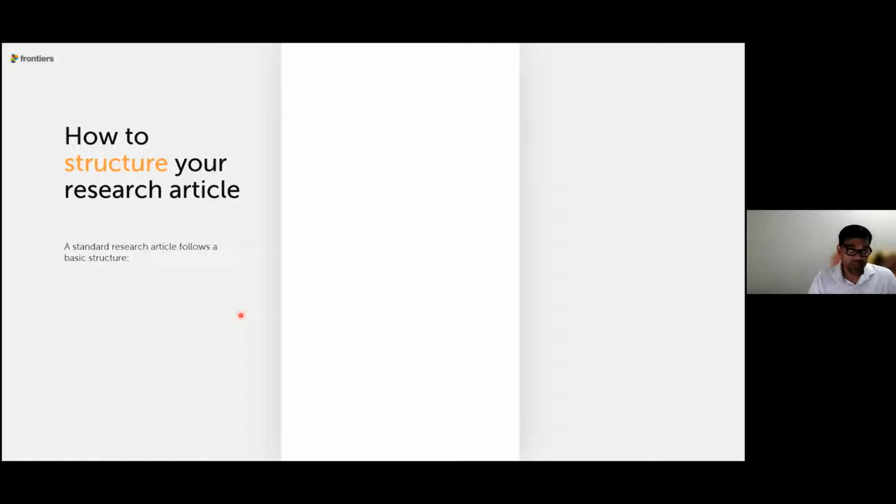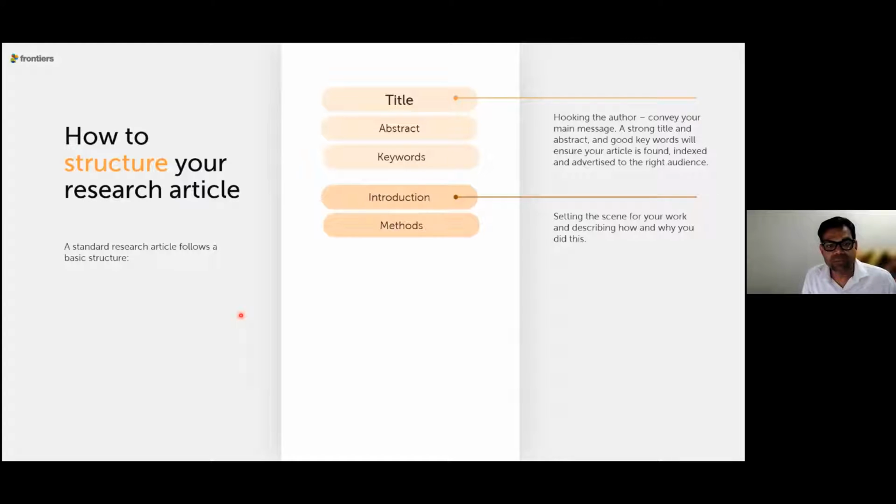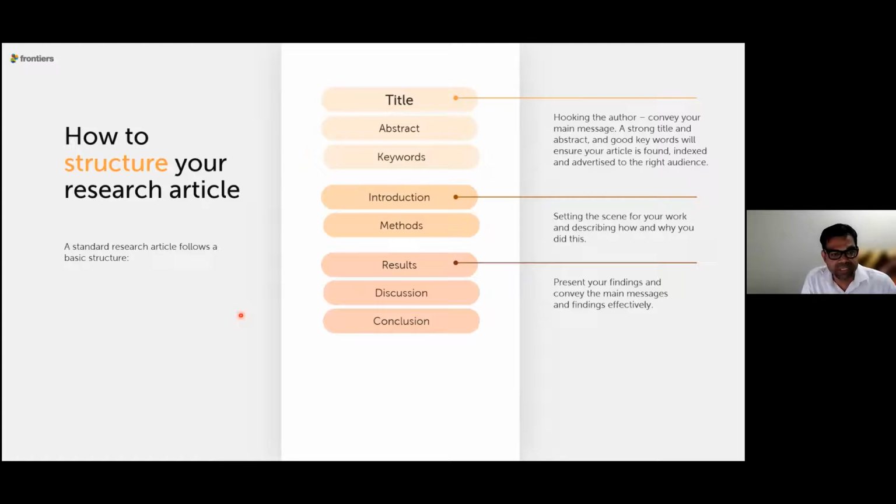Also, make sure, and I will touch on that in the results section, that readers, and even reviewers, their time is not unlimited. So make your article as concise as possible. I want to repeat here, we have the title, after that the abstract, then keywords. The title should hook the readers and convey your main message, and a strong title and abstract will ensure your article is found, because when people search, usually they search in Google and can easily find it. Then come the introduction and methods, and I will discuss each of these in detail.